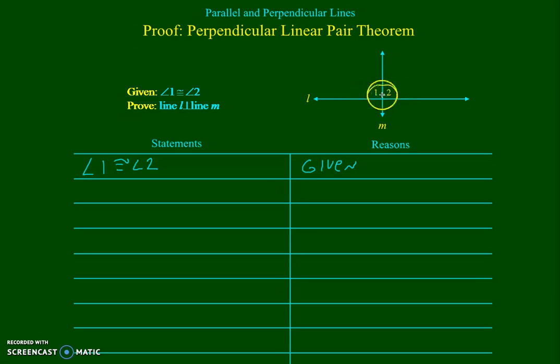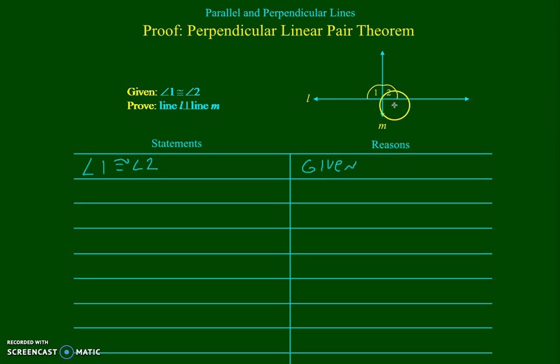And we know that linear pairs are supplementary, which means that their measures add up to 180 degrees. So if these two angles add up to 180 degrees, and they're both equal to each other, then that must mean that they're both 90 degrees, and that must also mean that they're both right angles, and therefore these lines are perpendicular. So that's the general overall thumbnail sketch of our proof.